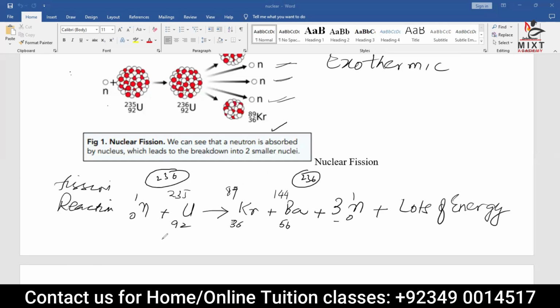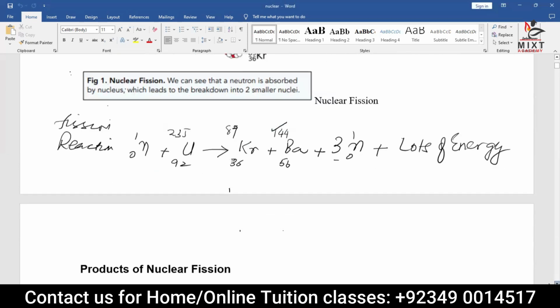Now check this out: 0 plus 92 is 92. Now 36 plus 56 is how much? 92. Your left hand side and your right hand side are balanced, so it means it's a balanced equation of a fission reaction. Yes, Manu, shall we move on? Yes, sir. Okay.